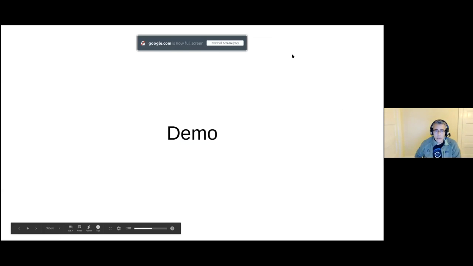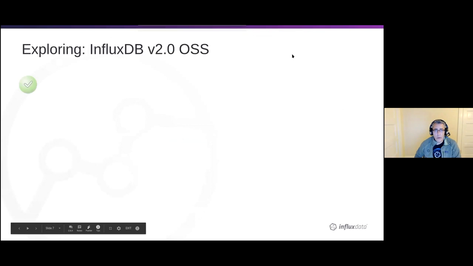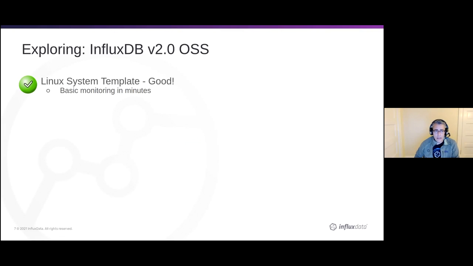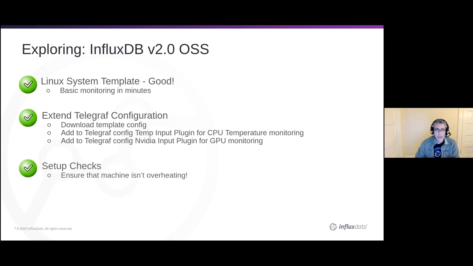What I just showed you is that I was exploring the 2.0 open source version. I got that basic Linux system template, which is great. I had monitoring done in just a couple of minutes. I extended the Telegraf configuration. I downloaded the config and added the temp input and NVIDIA input plugins to get that CPU and temperature monitoring for both the CPU and the GPU. I set up a basic check to make sure that the machine isn't overheating and evaluating that.